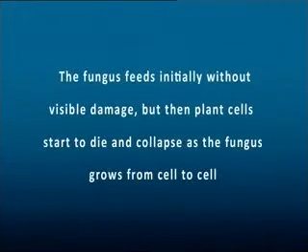The fungus feeds initially without visible damage, but then plant cells start to die and collapse as the fungus grows from cell to cell. After that, the fungus produces acervuli on the surface of the infected area, from which spores are released to start the life cycle again. Colletotrichum cereale overwinters as mycelium or conidia associated with previously infected plant tissues.